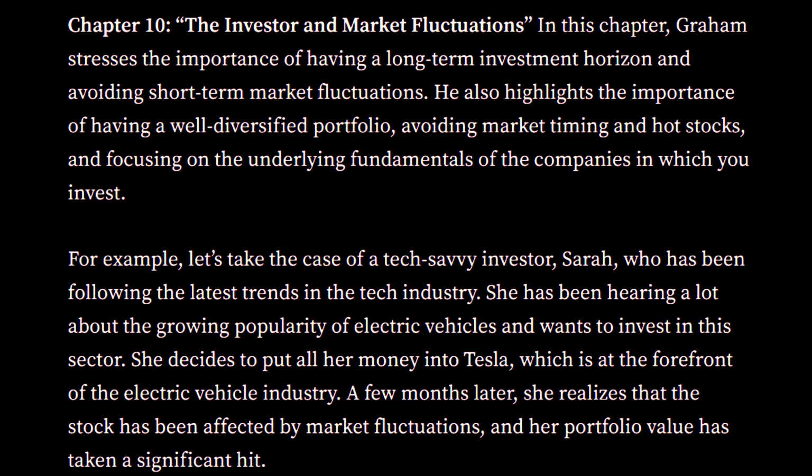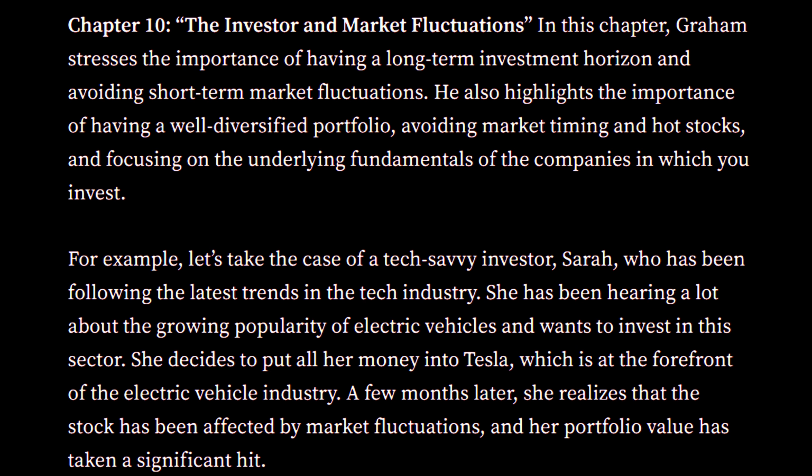In this chapter, Graham stresses the importance of having a long-term investment horizon and avoiding short-term market fluctuations. He also highlights the importance of having a well-diversified portfolio, avoiding market timing and hot stocks, and focusing on the underlying fundamentals of the companies in which you invest.